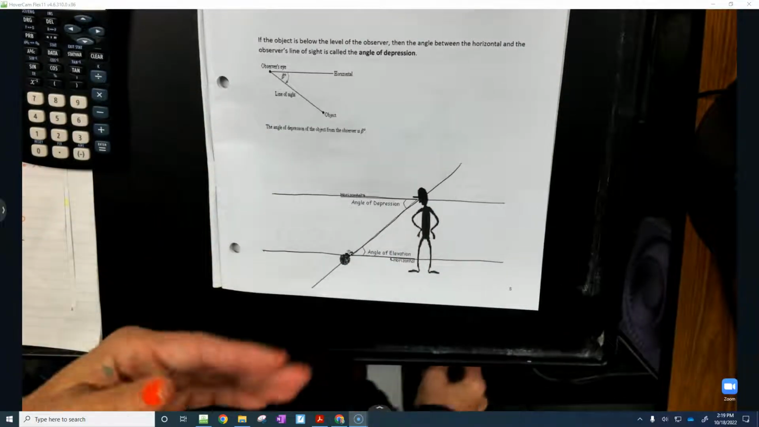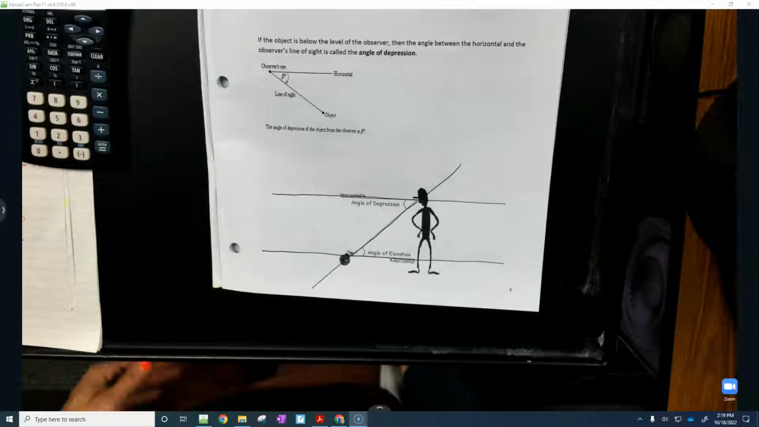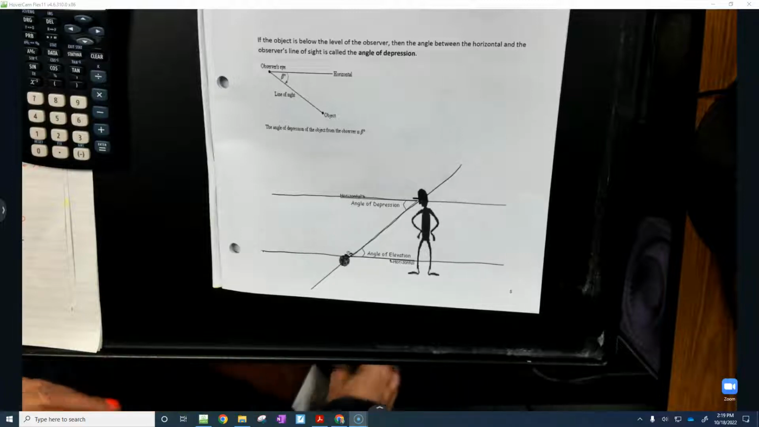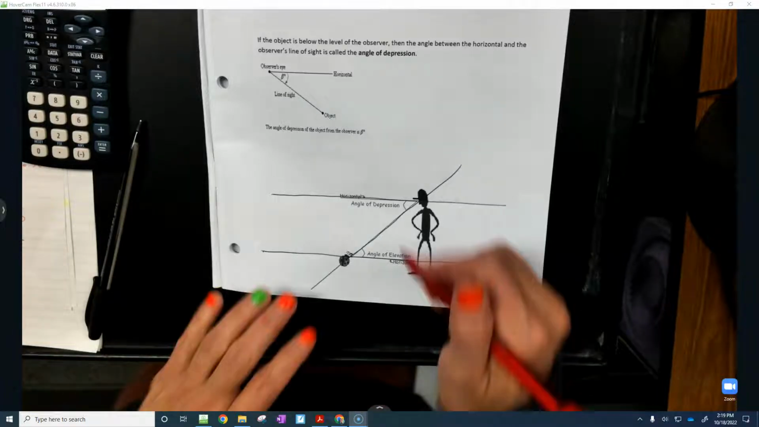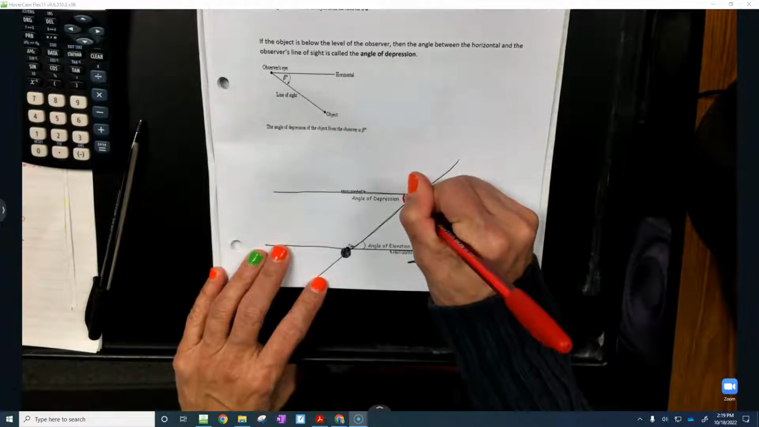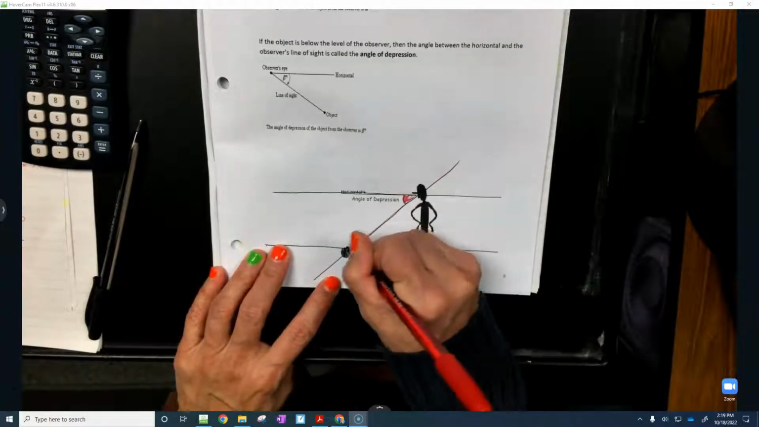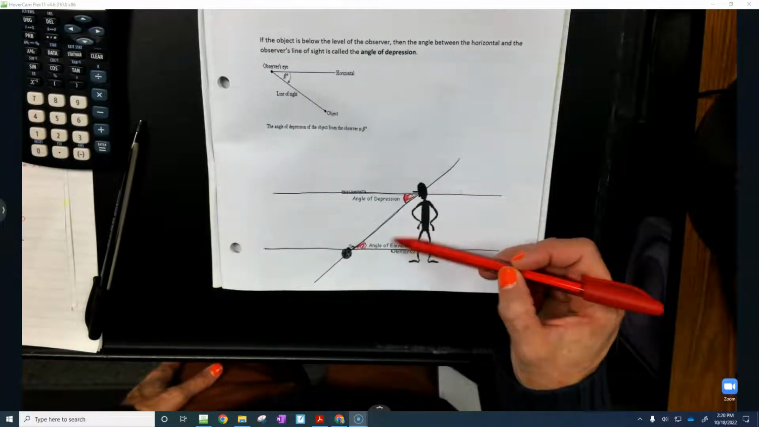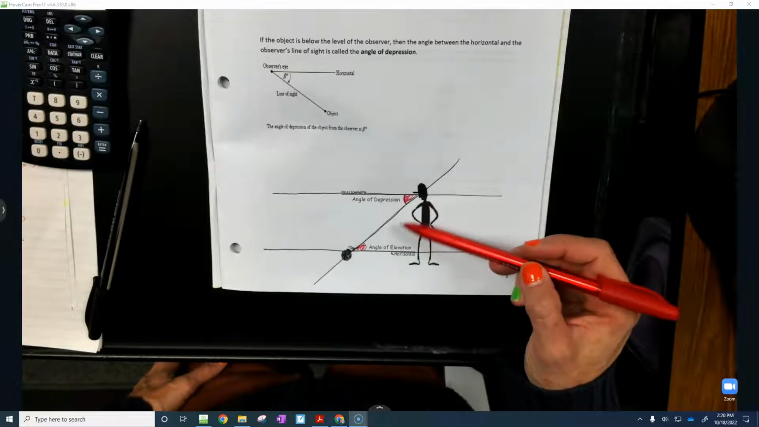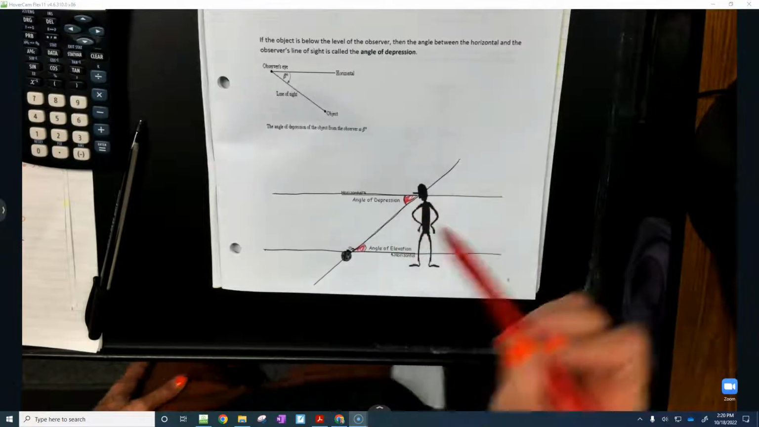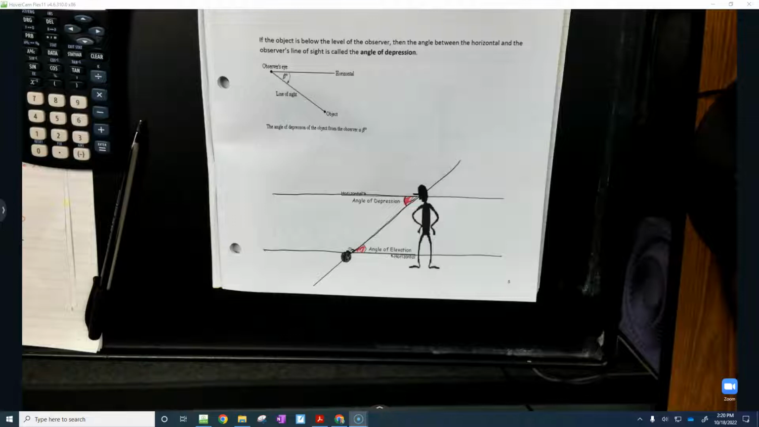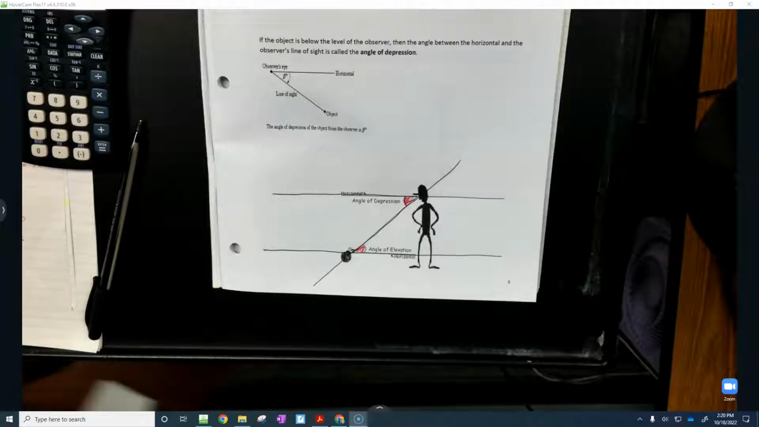And if you notice, that's two parallel lines cut by a transversal. For all you geometry whiz kids out there, this is the angle of depression and the angle of elevation. When I extend these lines and see that they're two parallel lines cut by a transversal, these are alternate interior angles. Oh my goodness. Do y'all remember what the relationship is with alternate interior angles? They're equal. Good job.